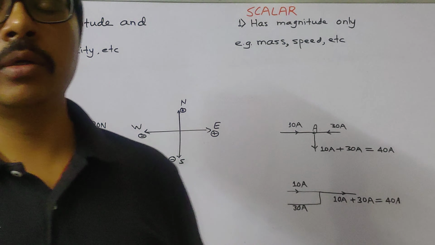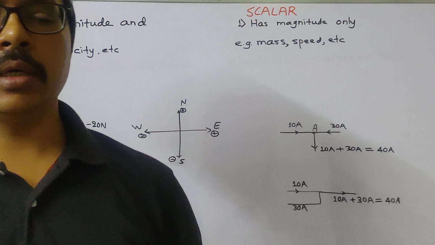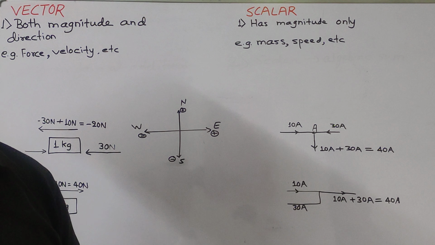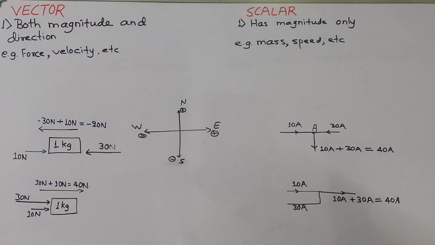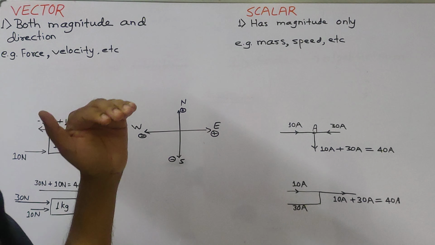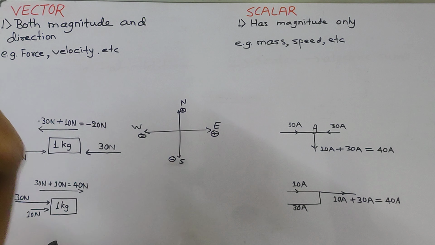So hi guys, today we are going to talk about why electric current is not a vector quantity even though it possesses both magnitude and direction. So let us see what we know about vector and scalar. Vectors are those physical quantities which possess both magnitude and direction.